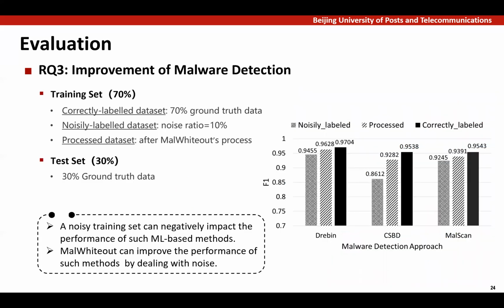We next verify the impact of training sets of varying quality on malware detection to see how much MalWhiteout can help improve the performance of existing techniques. We make 3 separate training sets of varying quality. First, a correctly labeled dataset. Second, a noisily labeled dataset. And after MalWhiteout revises the labels in the noisily labeled dataset, we refer to it as the processed dataset. We can see all 3 approaches yield minimum F1 values on the noisily labeled dataset. When trained with the processed dataset, the models all achieve significant improvements. This demonstrates MalWhiteout's positive contribution to existing machine learning-based Android malware detection efforts.